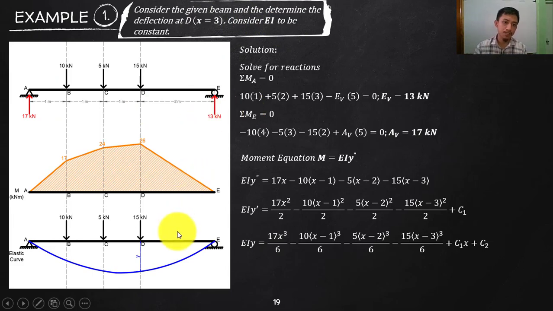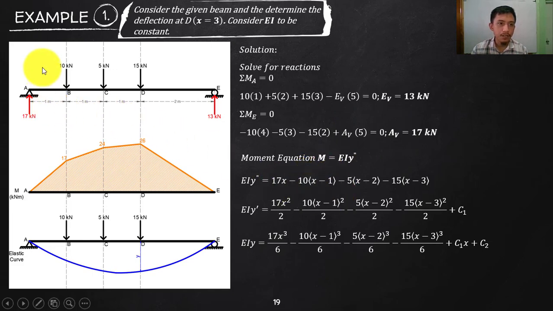Consider EI to be constant. Once that is given, all we need to do is substitute. So first and foremost, of course, we will solve first the reaction. Take a moment at E, you will get the reaction at A. Take a moment here, you will get the reaction at E. So you will have this as 13, and then you will have that as 17. So now, your moment equation. This is the difference of the simple moment equations which we get from each segment with your singularity equation. So for the singularity equation, we will combine that one and we will be using the pointed bracket.